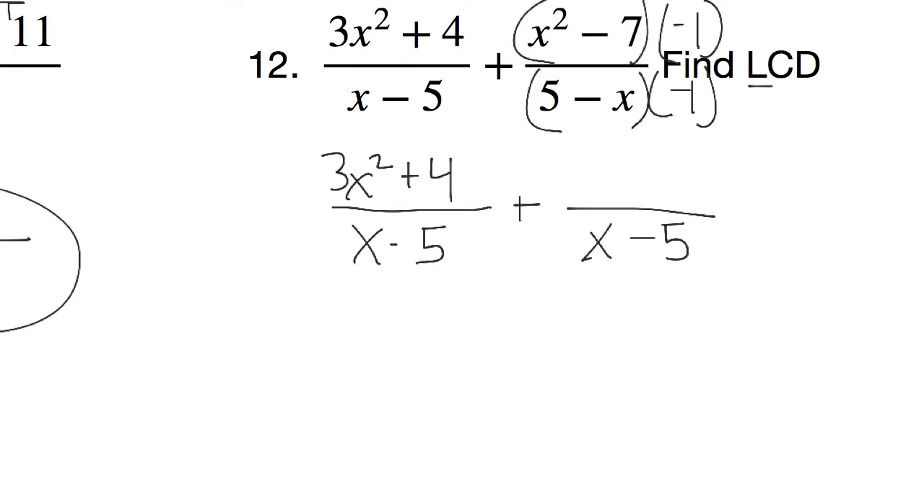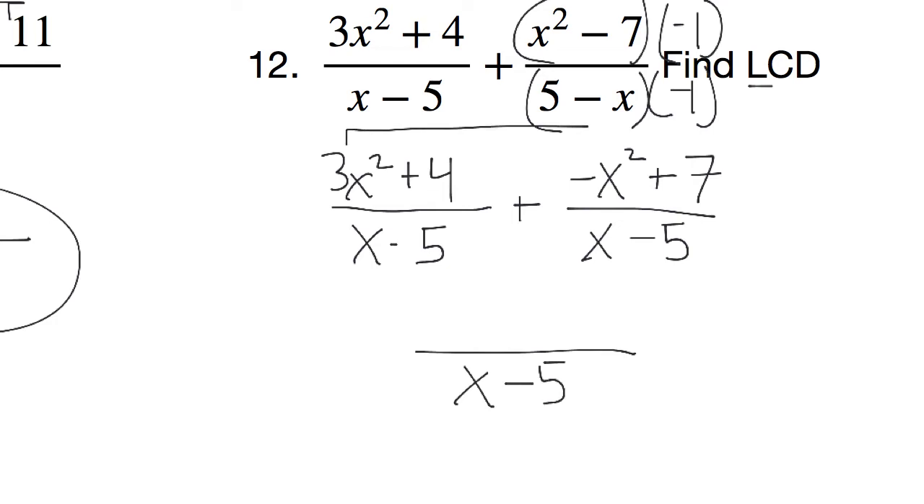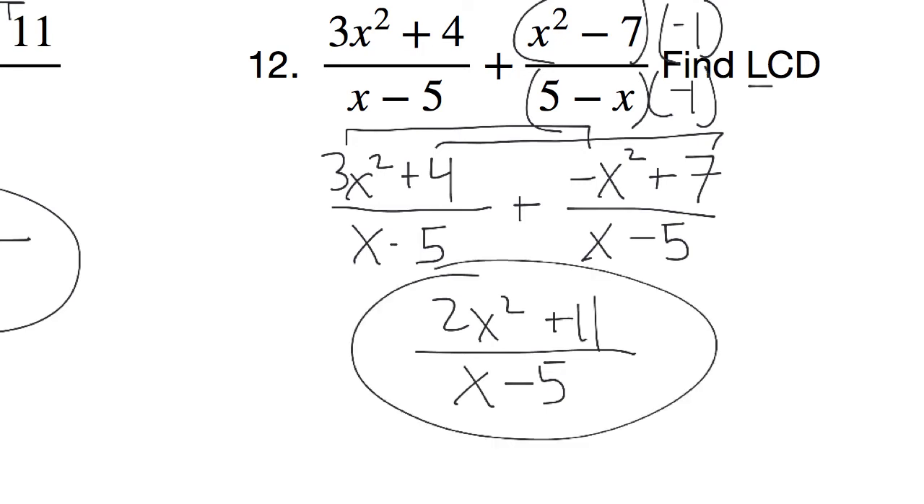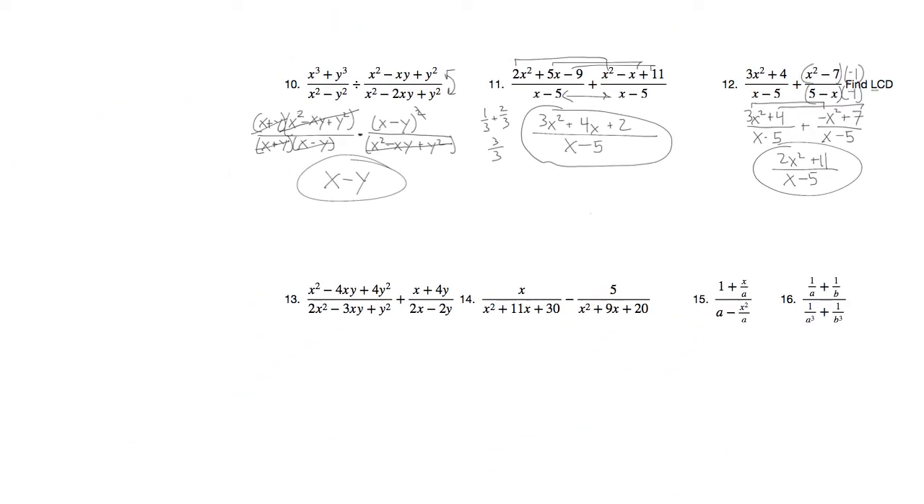Distributing -1 to the entire numerator, you get -x squared plus 7. Now that we have common denominators, we can add. Get x minus 5, and 3x squared minus x squared is 2x squared. 4 and 7 is going to be 11. And again, because I'm quite sure that we're not going to be able to cancel out an x minus 5 from both numerator and denominator, we can say that we're finished.